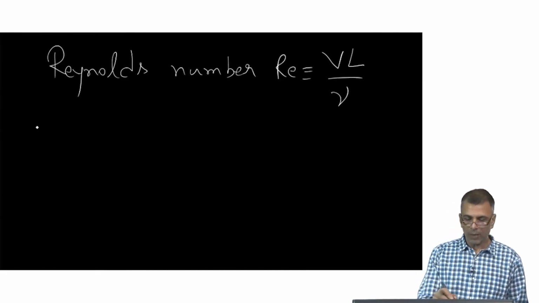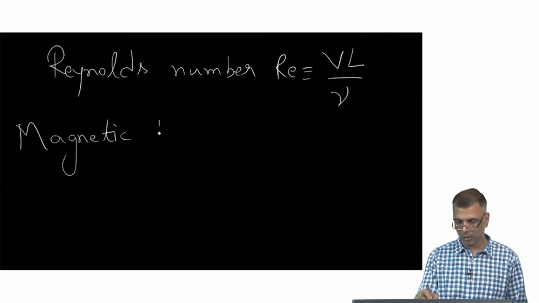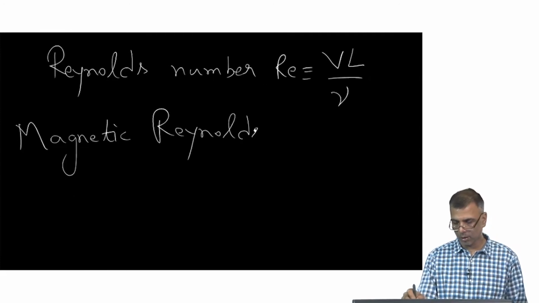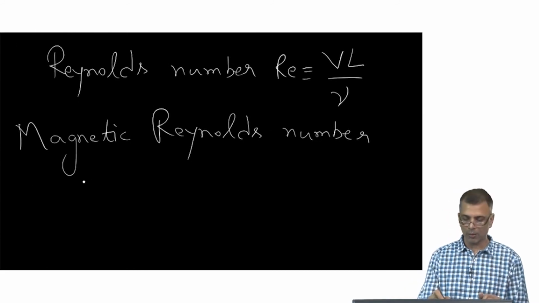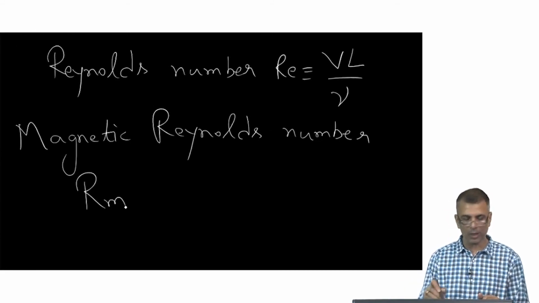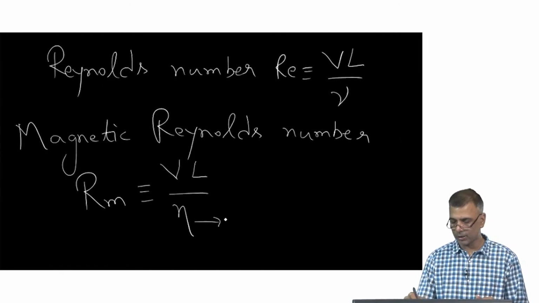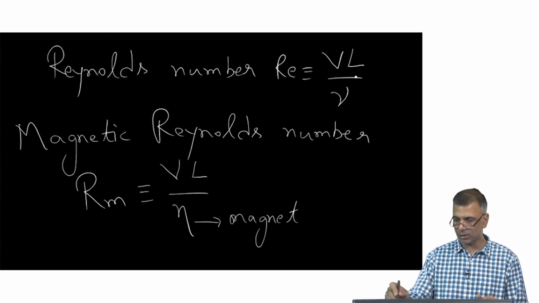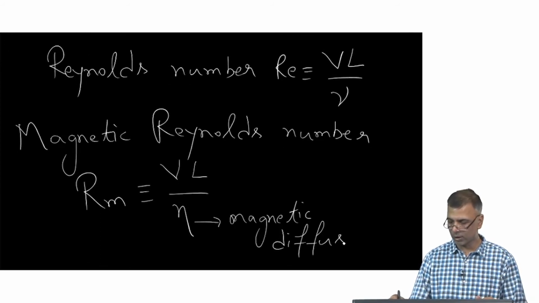There is something called a magnetic Reynolds number. Also dimensionless, all of these are dimensionless, which is generally denoted by Rm, and this is defined by VL over eta, where eta is the magnetic diffusivity. So, this you can see is the same as this.